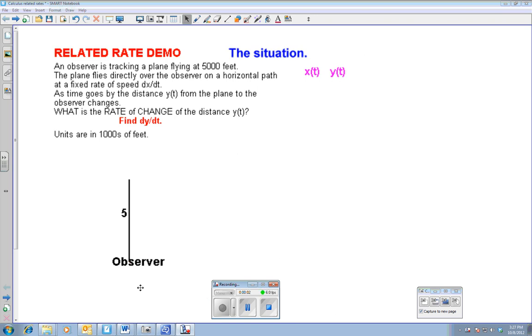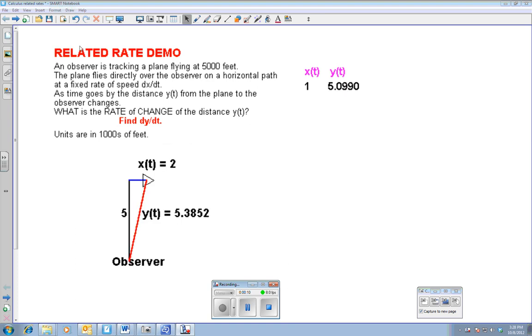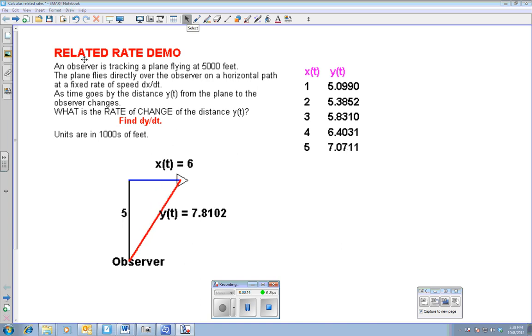Okay, this next lesson is about related rates, and we're just going to talk about the different kinds of problems you have with related rates. Here's just an example, and you don't have to write anything down for right now. I just want you to listen and watch the problem.